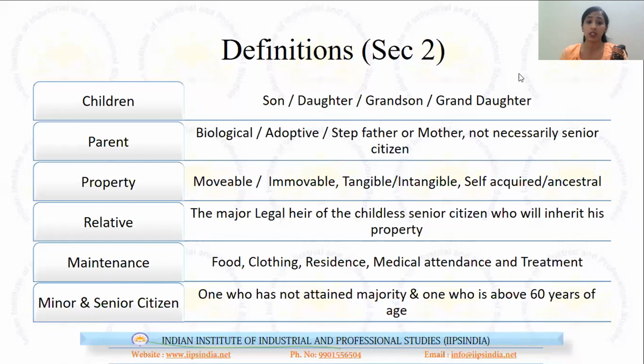Next, we will see who is a minor and who is a senior citizen. A minor is one who has not attained the age of majority, that is the age of 18 years, and a senior citizen is a person who is above the age of 60. So these 6 definitions form the key terms of this enactment, and understanding these 6 terms helps in better understanding of the provisions of this act.